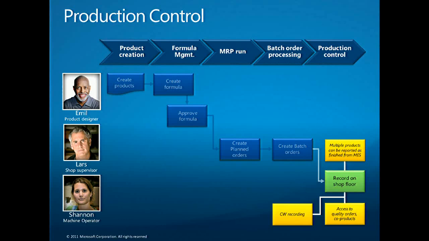But with AX 2012, it is possible to do that. And the last is that you have access to quality orders, which is very important in a process scenario, that when you're recording data on the shop floor, there might be quality orders connected to those production orders, and you want to make sure that you can see them, or Shannon can see them from the production floor as well. So that's what we can do.